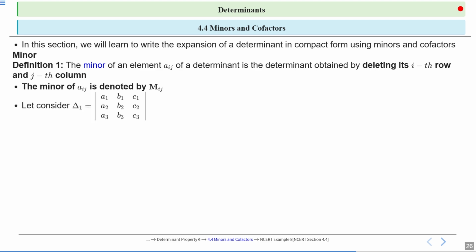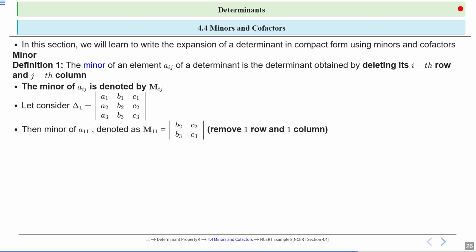Okay, so let's consider a determinant delta 1 equal to a1 b1 c1, a2 b2 c2, a3 b3 c3. The minor of the first element a11, that is a1, is denoted as capital M11. So just cancel the first row and first column. We get the matrix b2 c2, b3 c3, and the determinant of that matrix is your minor M11.